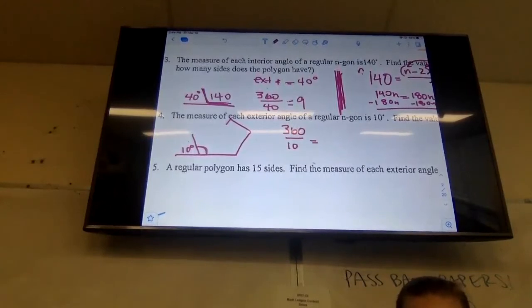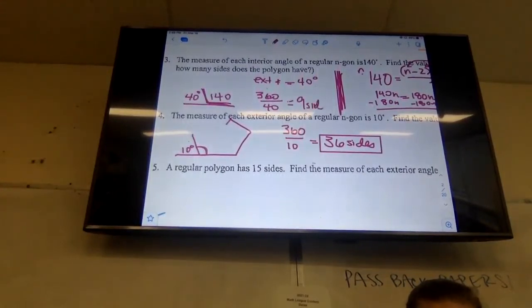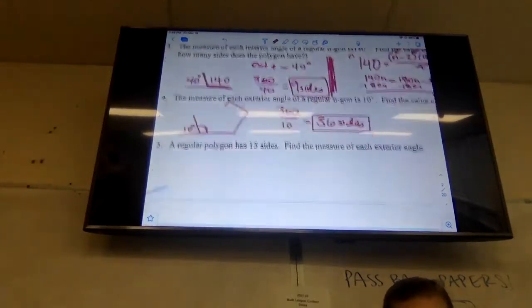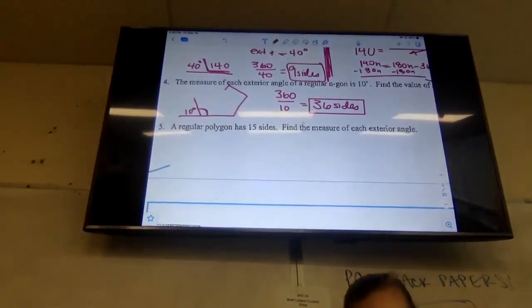So you can divide by the number of sides, or you can divide by the degree that we have, and you'll get the missing one. We just did 2 examples where we divided by the degree, and that tells us how many sides we have. 360 is always the sum of the exterior angles. It's always going to be 360 divided by whatever you're given, either the angles or the sides.